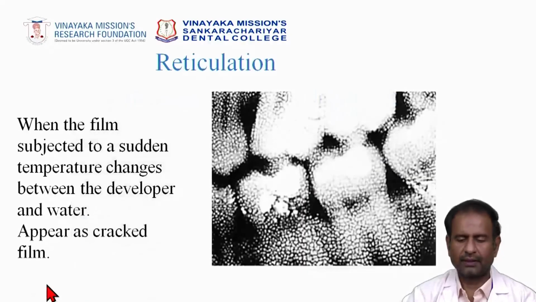Next, reticulation. This occurs when the film is subjected to sudden temperature changes between the developer and water. Sometimes it will occur, but it's a very rare error. It gives a cracked appearance. See the picture, there is a cracked film. This error is called reticulation.